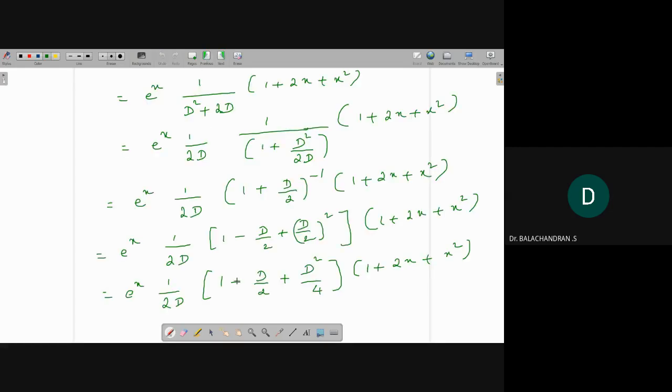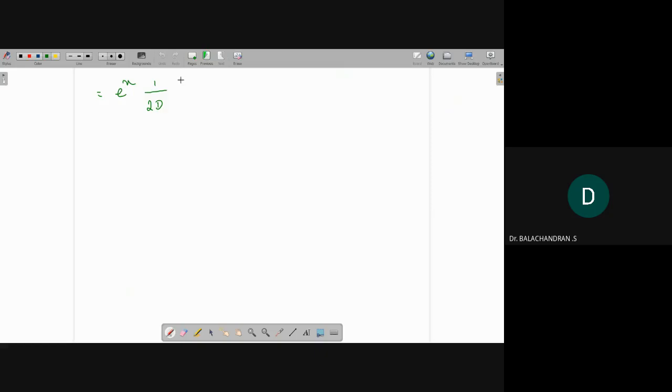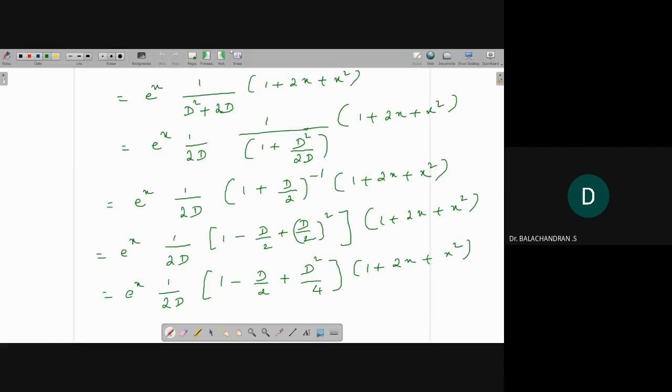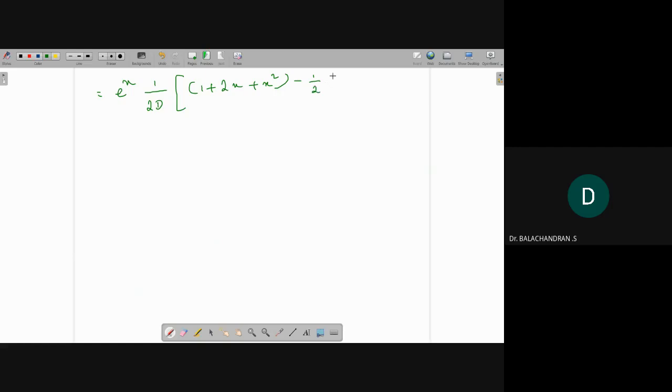Okay. So 1 into everything: 1 into (1 plus 2x plus x square), minus 1 by 2 into the differentiation of (1 plus 2x plus x square), and then plus 1 by 4 into d square of (1 plus 2x plus x square).